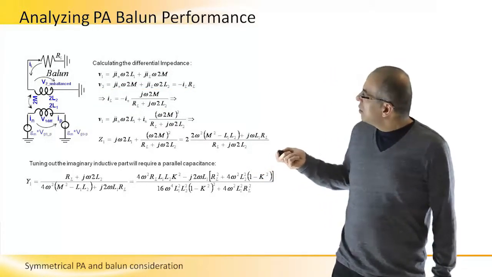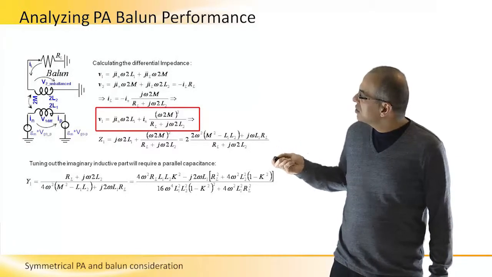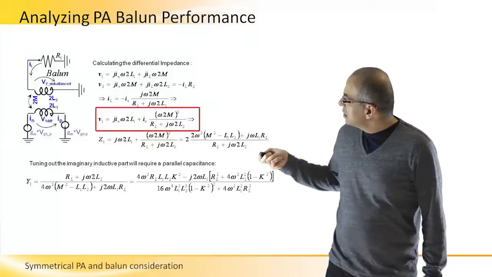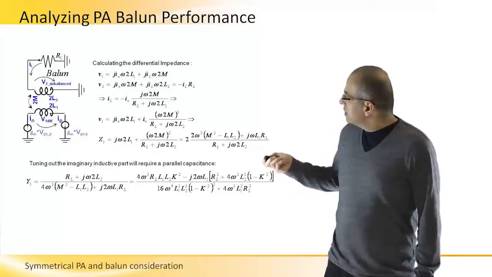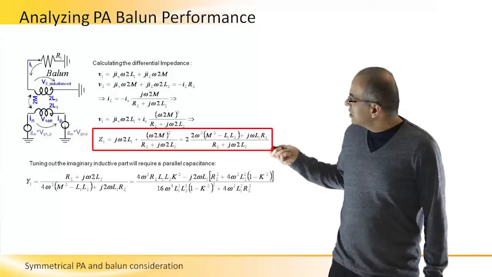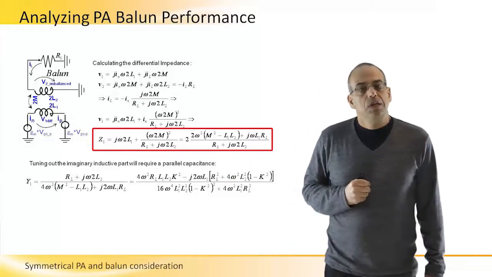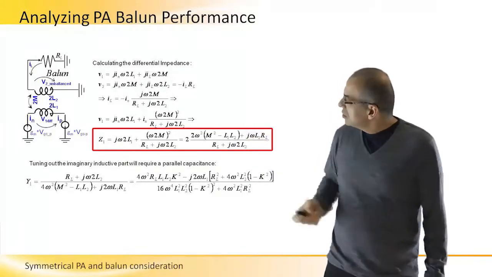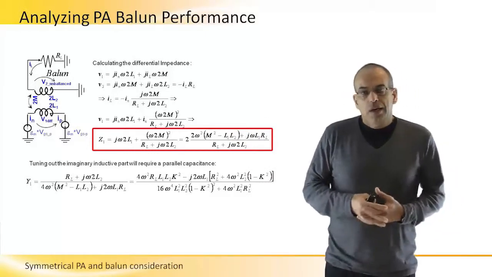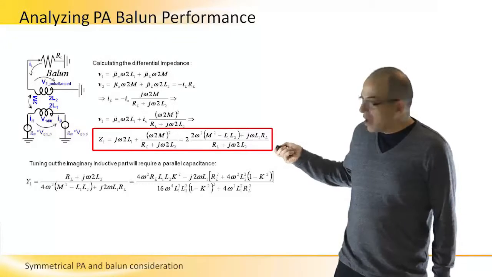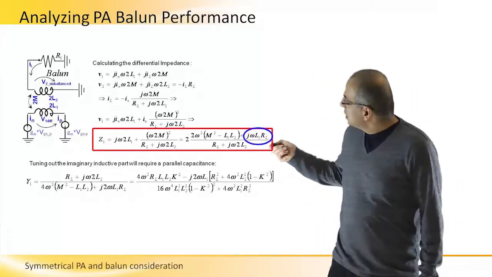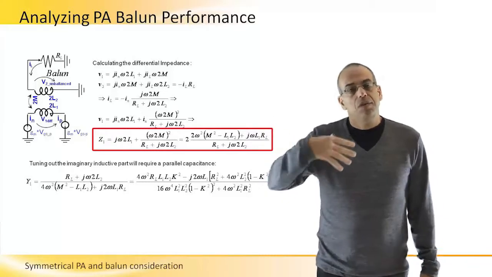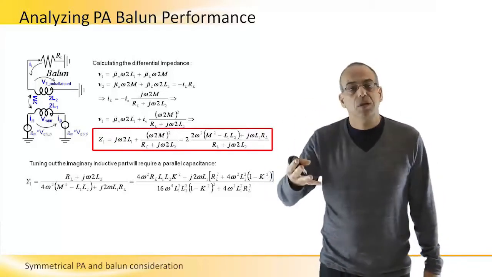And by doing that, we can express V1, the differential input voltage, in terms of IN, the input current, and then just derive the impedance Z1 of the input to the balun. So this is the differential impedance at the input of the balun. It is very clear that it has a real part and an imaginary part, and this imaginary part is not surprisingly inductive, and it's very tempting to try and resonate it with a series capacitance.